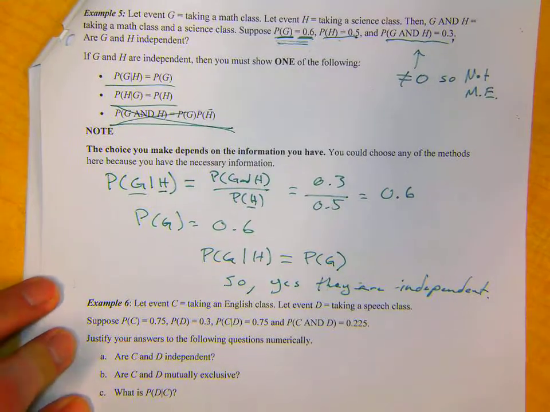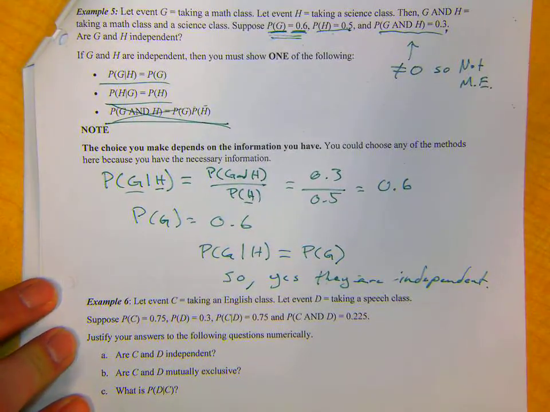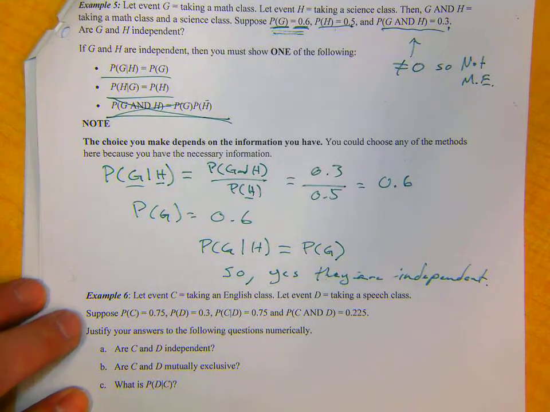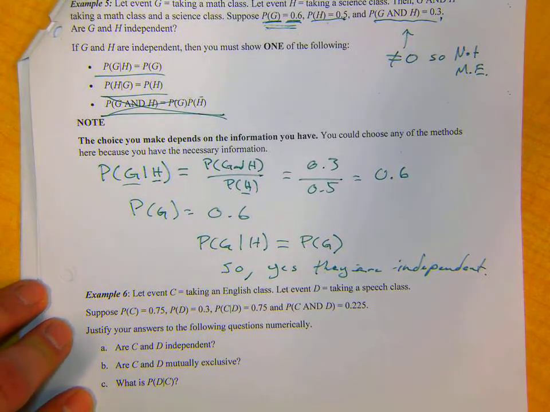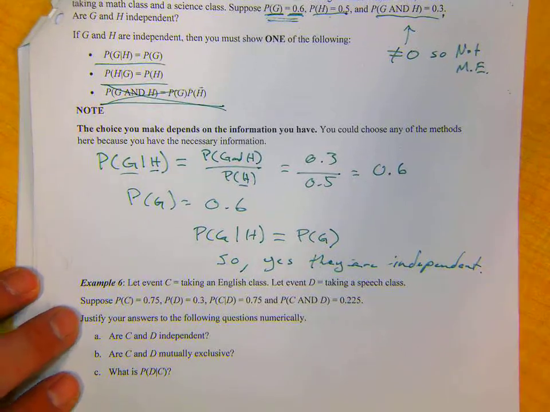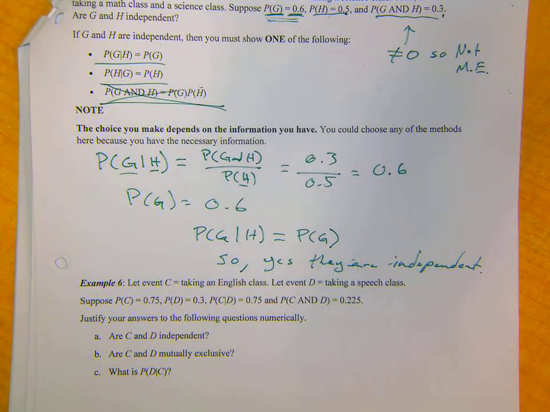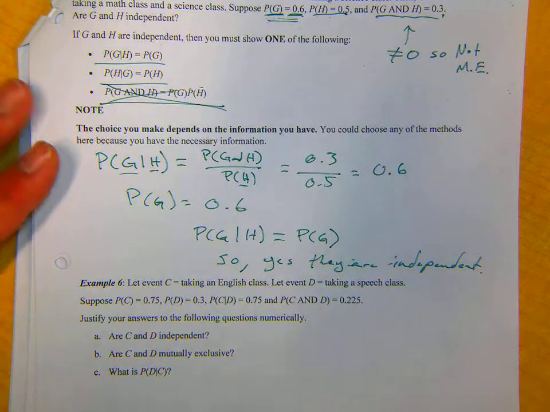So let's move on. Example 6. Let event C equal taking an English class. So similar idea. Let event D equal taking a speech class. So they're not mutually exclusive. Oh, I shouldn't say that. We're going to answer that question. So here are the probabilities. Maybe they are. No, let's find out. They are not.